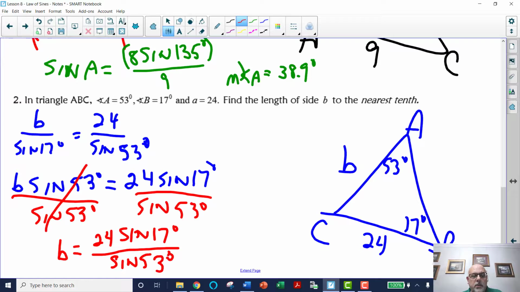So again, this goes in the calculator. You're going to say 24 times sine of 17. But make sure you put this in parentheses. Okay. So parentheses 24 sine 17, close parentheses, divide by sine 53. When you do that, you'll find that side b is 8.8.